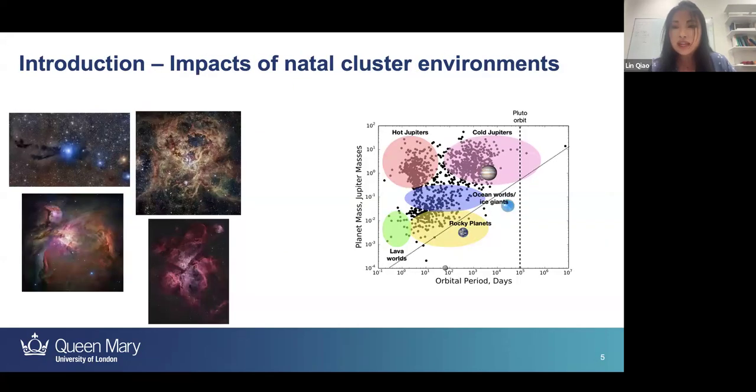Therefore, in order to understand the observed diverse exoplanet population and diverse planetary architectures that we observe, it is not enough to just study disk evolution and planet formation as isolated systems. Understanding the impact of the diverse planet birth environment is also important.